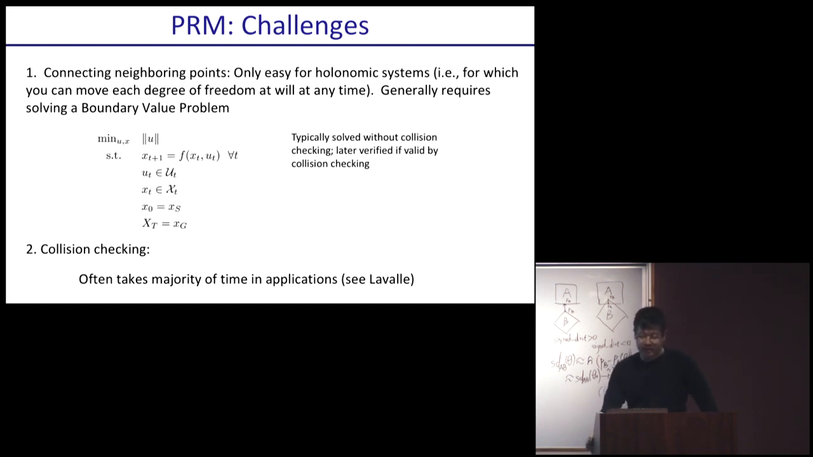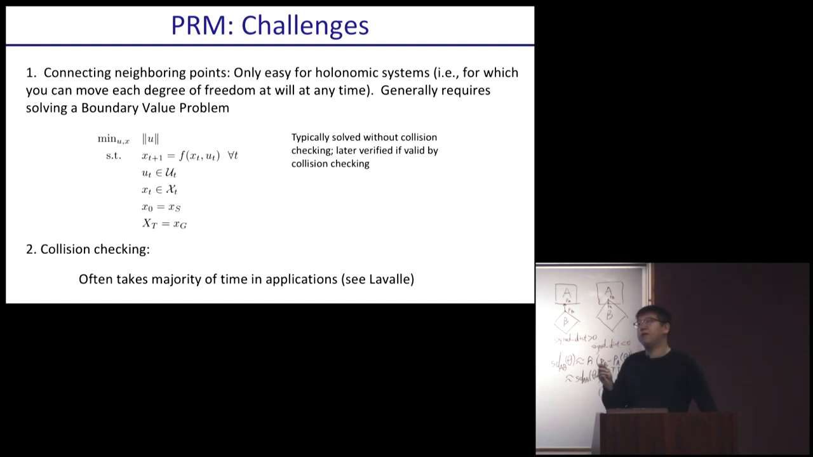When connecting neighboring points, it is only easy for holonomic systems. That means systems for which you can move freely at will. Whenever you want to reach from this point to the other, you can do that without any constraint like joint limits or something. And it generally requires solving a boundary value problem.